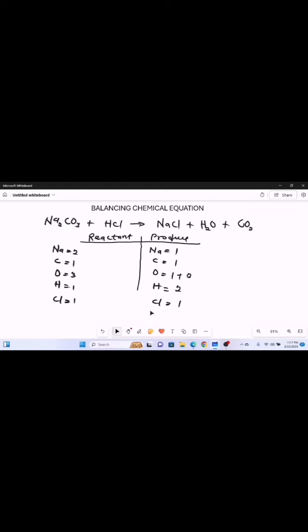Okay, so let's try to balance the unbalanced atoms. So I have 2 moles of sodium on the reactant, so which means if I multiply the product here by 2, I'm going to have 2 moles of sodium for both sides. So sodium is now balanced, which means I'm going to be multiplying 2 on this equation or on this compound.